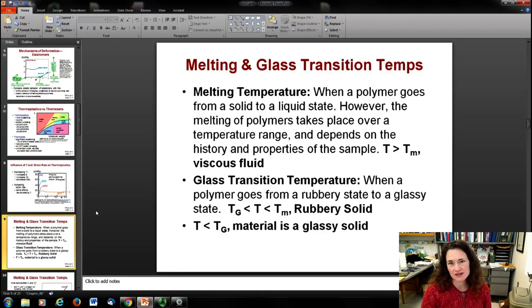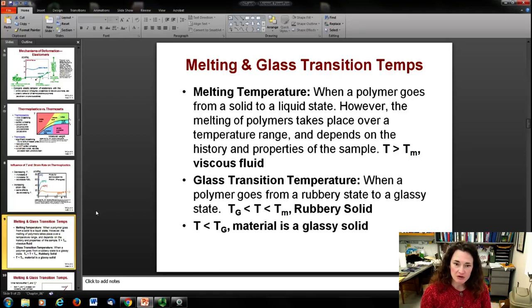However, you're going to get a spread in the data for that, because the melting of the polymer takes place over a temperature range and is going to depend on the history and also the properties of the sample. For example, you might have a more heavily cross-linked polymer depending upon its history, and that might change its melting temperature. Also, the molecular weight of a polymer can greatly affect it, and if there's some spread in the molecular weight, then you're going to get a melting temperature that might be a little different from sample to sample. If your temperature is greater than your melting temperature, you basically have a viscous fluid.